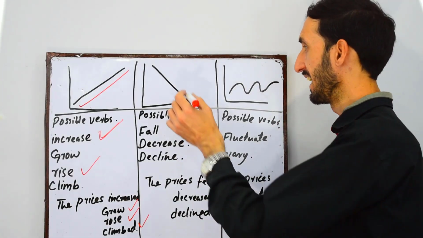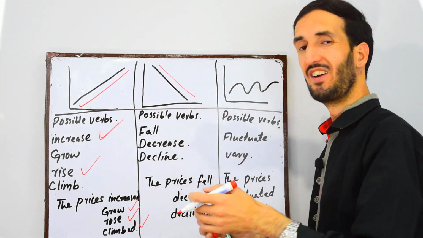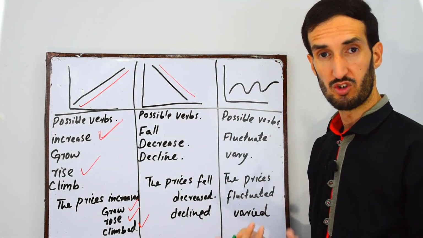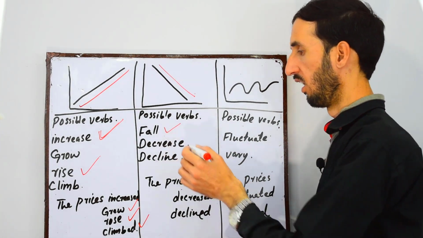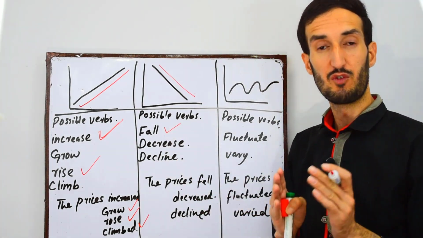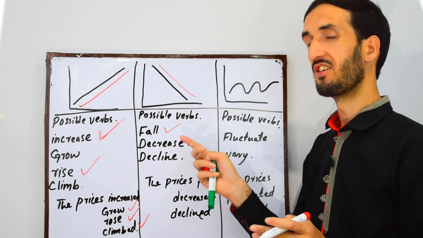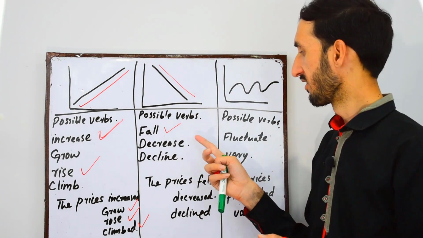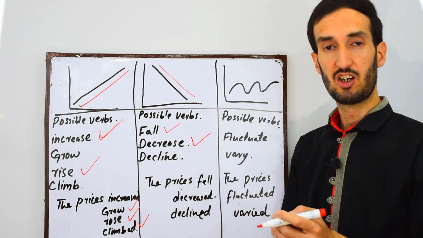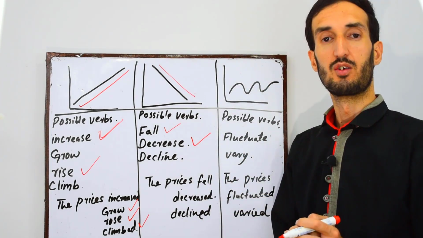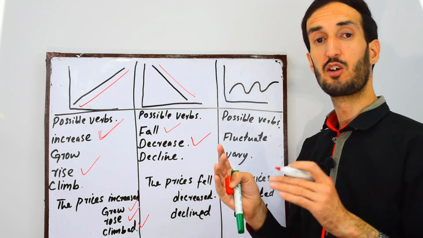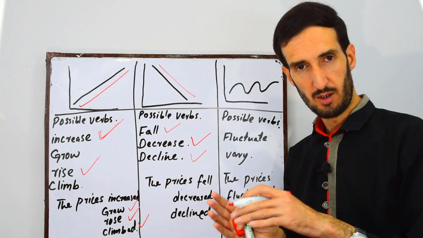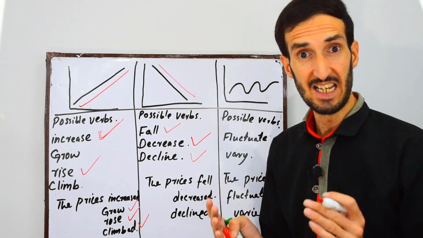Second thing, when the line goes down, when it comes down, then you can use these words. What are the possible words? Fall. If you have to write in past, you have to use the second form, that is fell. Fall, fell. Second, decrease. Second form of this word, decreased. And the third, decline. If you have to write in past, it becomes declined.